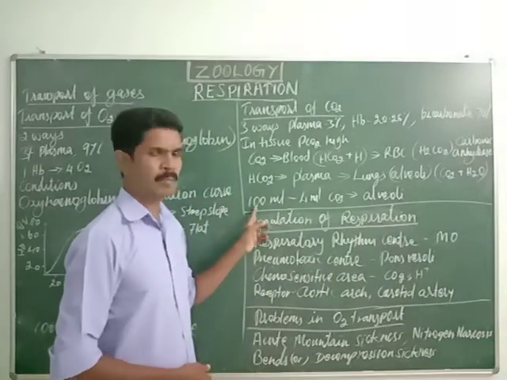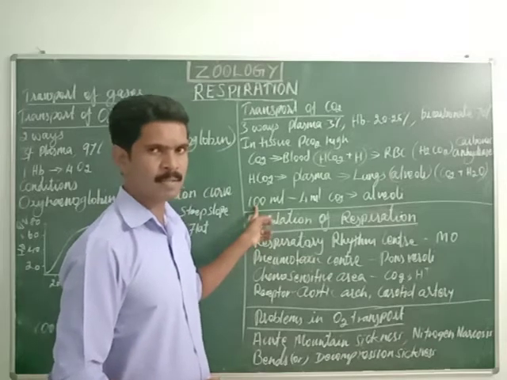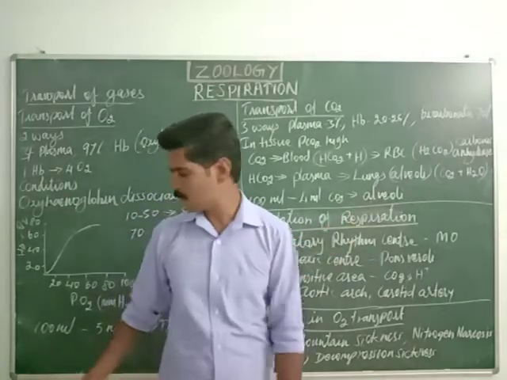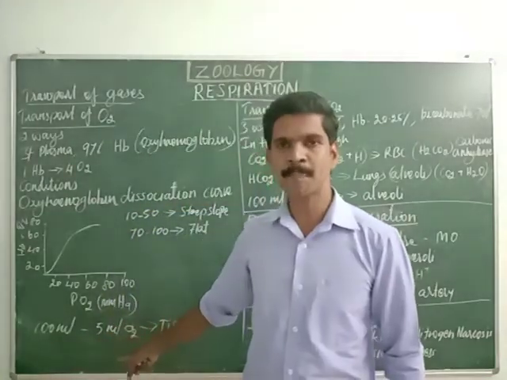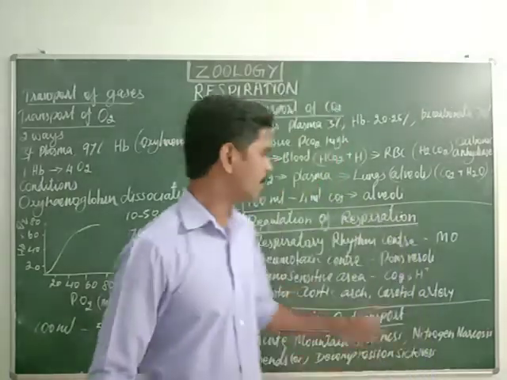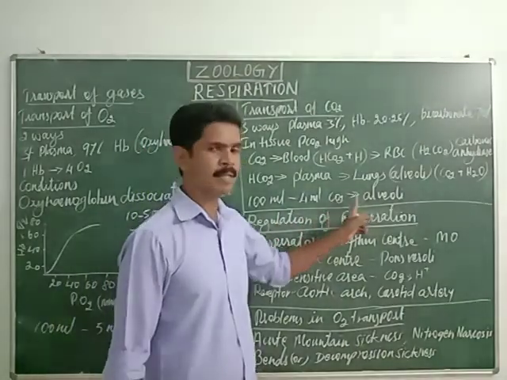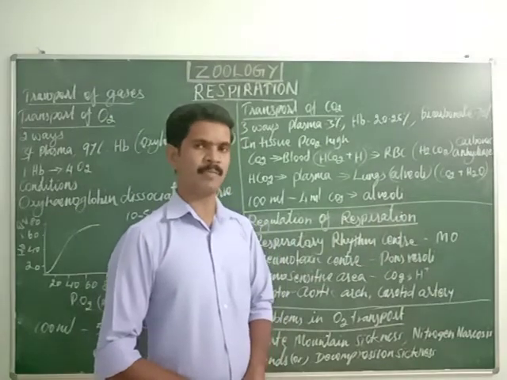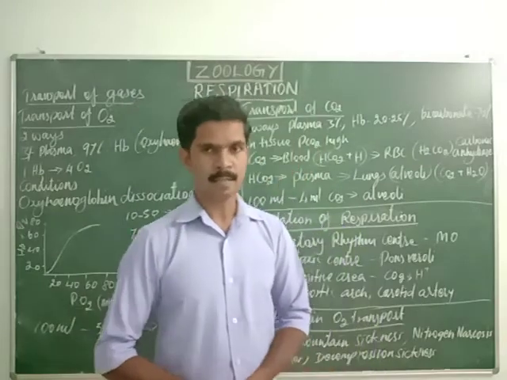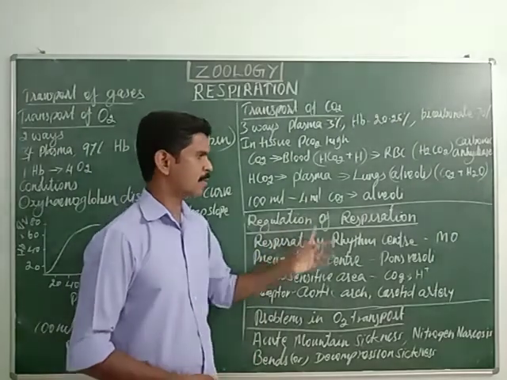Then, one more important question about carbon dioxide transport: every 100 ml of deoxygenated blood delivers 4 ml of carbon dioxide to the alveoli. Just as every 100 ml of oxygenated blood can deliver 5 ml of oxygen to the tissue, every 100 ml of deoxygenated blood can deliver 4 ml of carbon dioxide to the alveoli. Hope you understood the transport of both oxygen and carbon dioxide. Next topic is regulation of respiration.